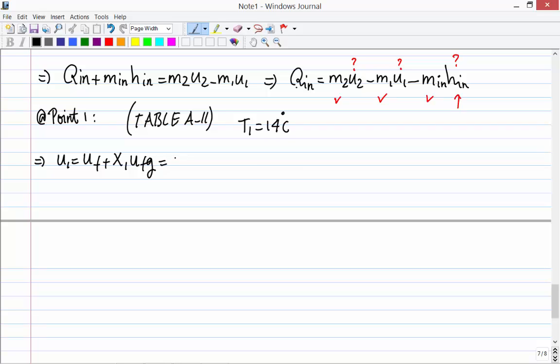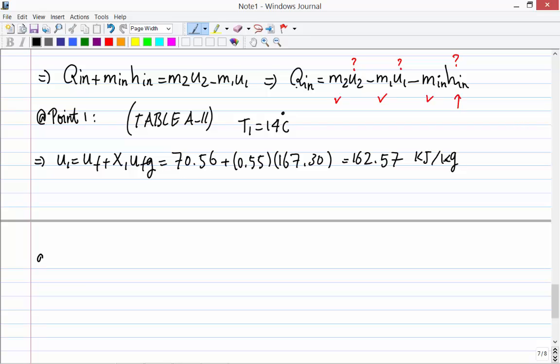So based on what I just showed you, with all this information, and 55% is the quality of the mixture. It's per mass, it's little u, sorry.